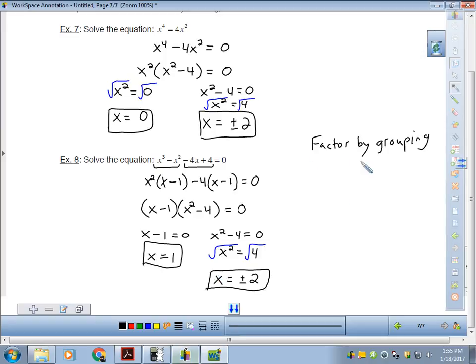Again, factor by grouping works anytime you have 4 terms. So you can split it into a group of 2 and a group of 2.